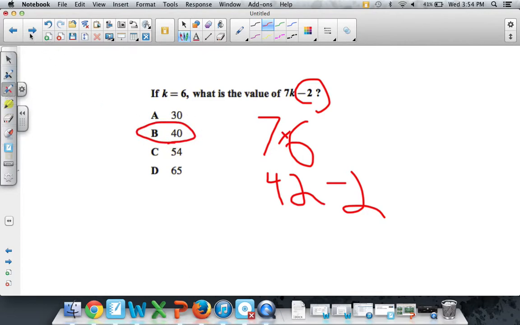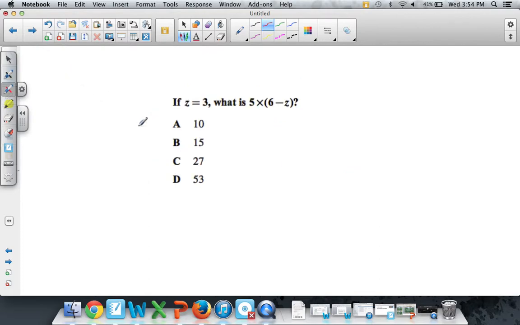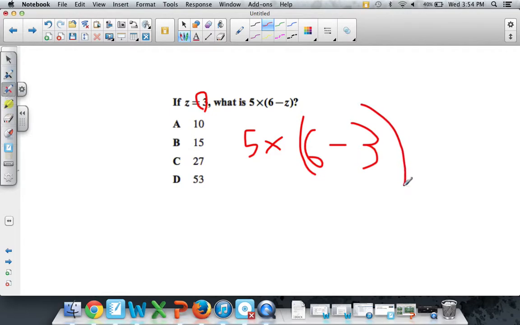Alright guys, we have time for one more. If z equals 3, what is 5 times, parentheses, 6 minus z, end parentheses? First, do that substitution I'm always talking about. Put that 3 in for z. So it becomes 5 times 6 minus 3. And not just any 6 minus 3. It's 6 minus 3 in parentheses. And if it's in parentheses, according to PEMDAS, that means it's first.